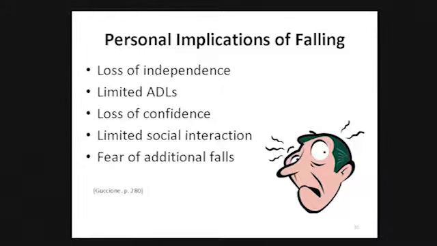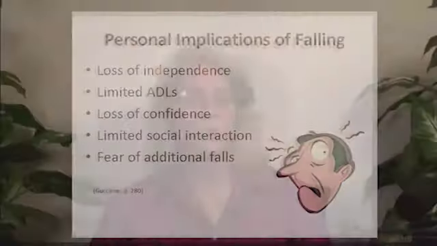So what about the personal implications of falling? For a lot of people, it's embarrassing. Yeah, I fell and I broke my hip. Oh, I fell and I broke my wrist. Now she has RSD. Well, what happens? They landed in a nursing home for a short period of time. They're trying to get back home. They lost their independence, limited ability to do everyday activities. And so they're not as confident as they used to be.